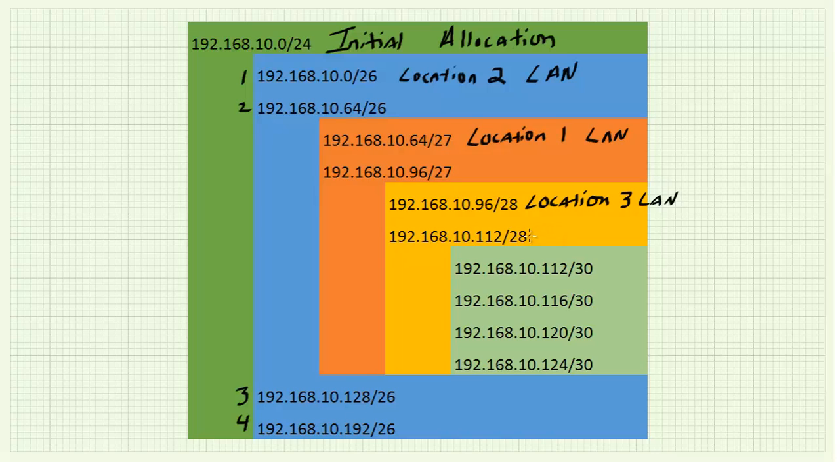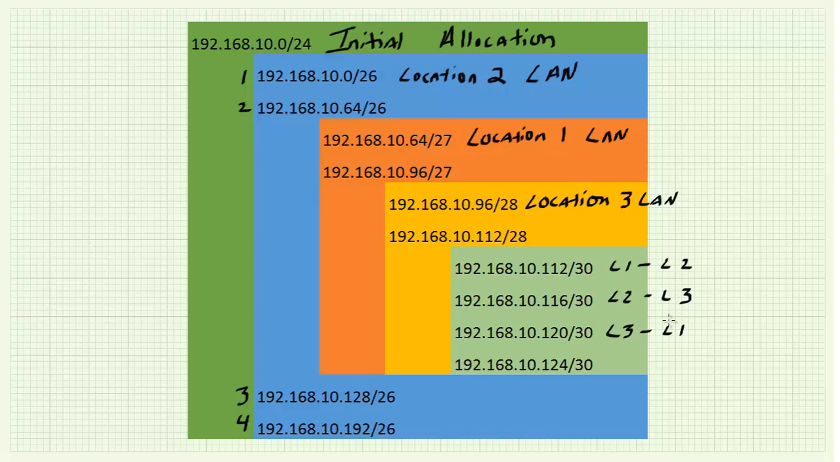So we took this second /28, the 192.168.10.112/28, and we broke it down into 4 /30s that we used 3 of for the WAN links between the locations. This last /30, we didn't use it. So this is the way we assigned our /30 subnets for the WAN links. The first one we used on the link from location 1 to location 2. The second we used from location 2 to location 3. And then the third we used from location 3 back to location 1.